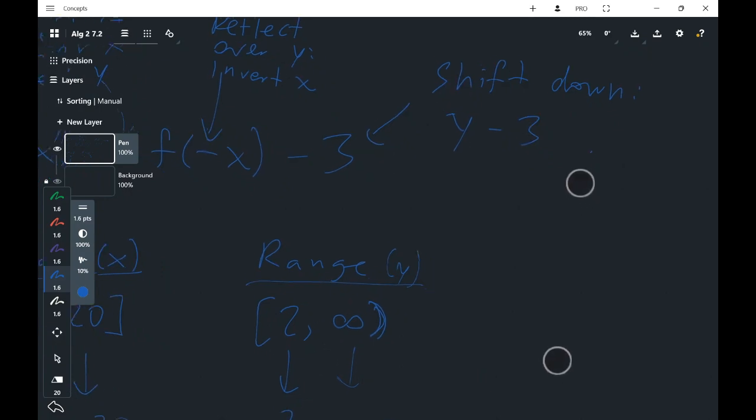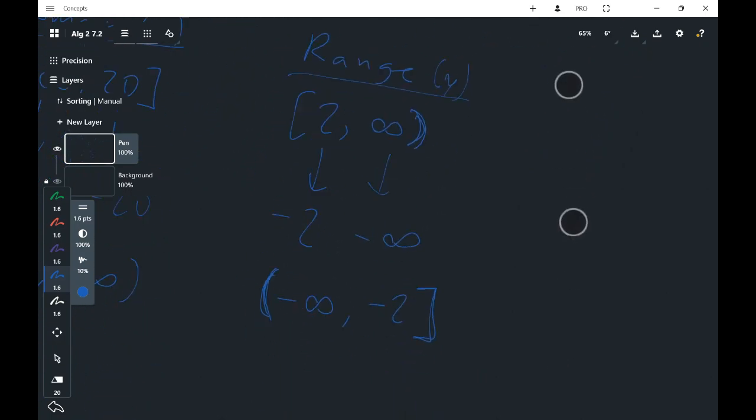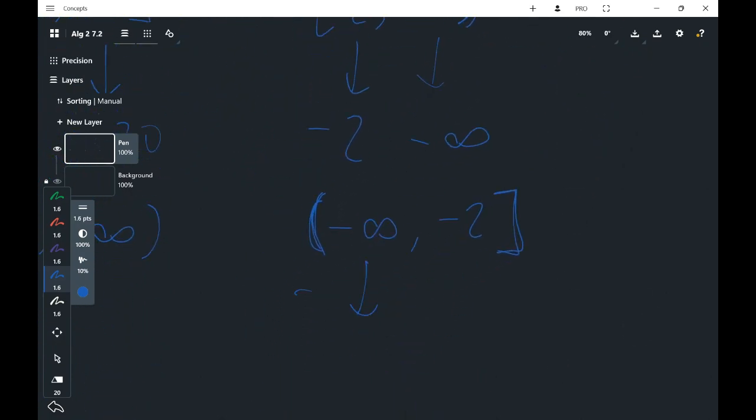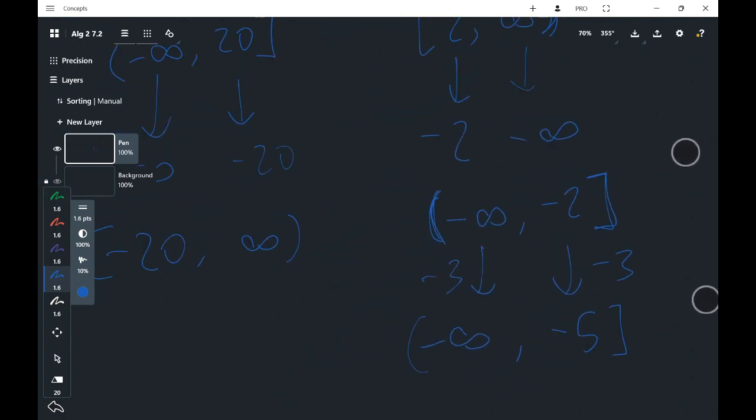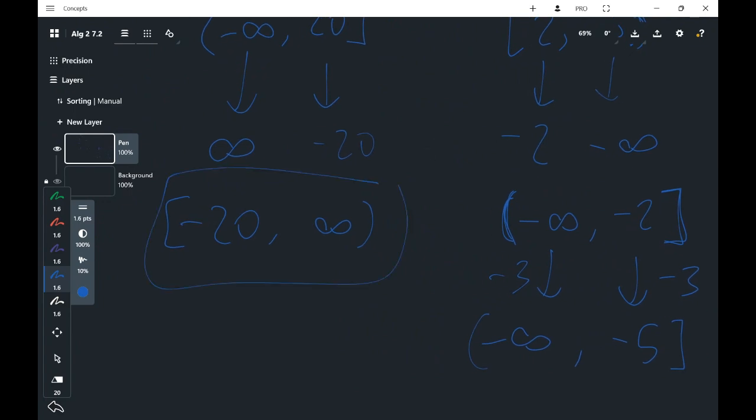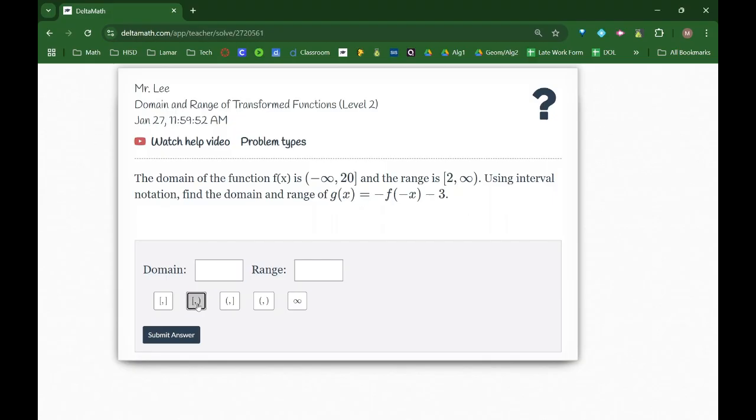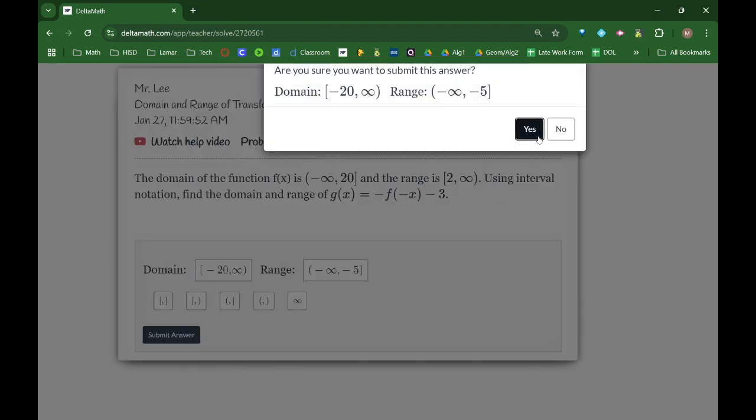And then we want to shift down. That means we subtract 3 from y. Well, negative infinity minus 3, it's still negative infinity. But negative 2 minus 3 is negative 5. So this is our new domain here, and this is our new range here. So let's plug those in. Negative 20 to positive infinity. And then this is negative infinity to negative 5.